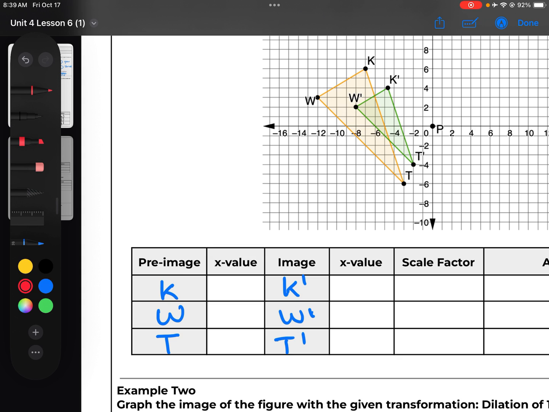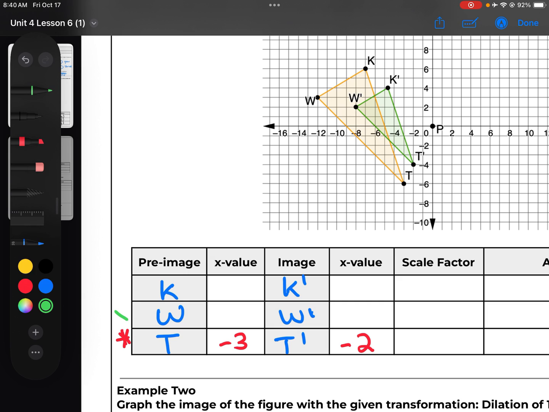As I mentioned on the last one, you only need to use 1 or 2 points, not all 3, to find the scale factor. So let's look at T, okay? Pause the video and see if you can identify the x values of T and T prime. Okay, I'm going to go ahead and do it. So the x value of T looks like it is -3. The x value of T prime is -2, okay?